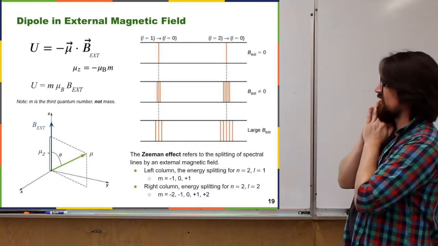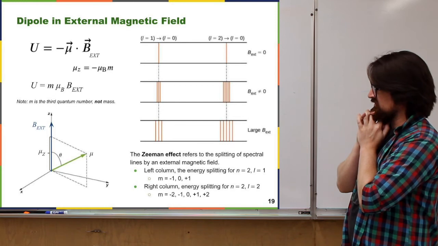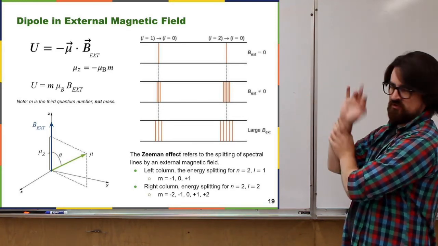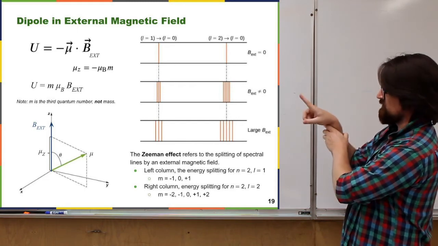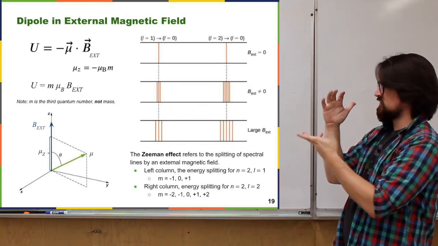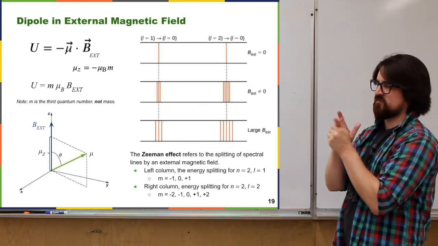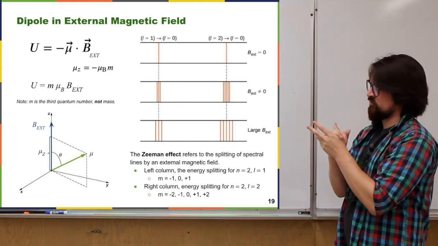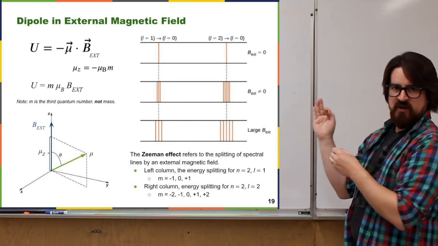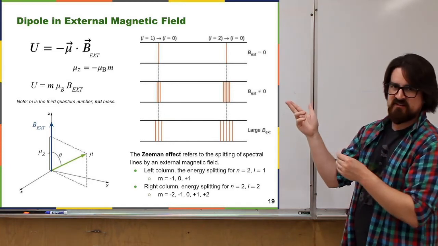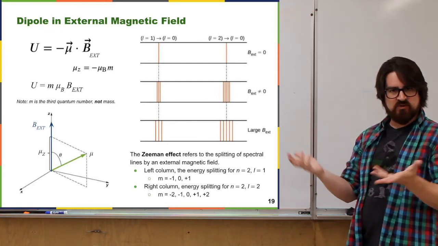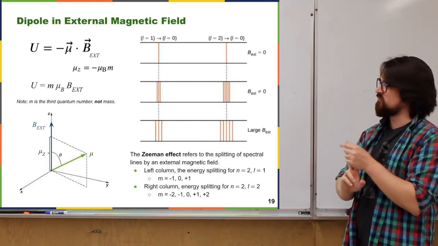Again, you can look at the particular breakdown in the book, but we end up getting that the energy is m, remember, m is the third quantum number, it's not mass, multiplied by mu B, a collection of other constants, the electric charge and the mass of the electron, known as the Bohr magneton. It's a constant value. Those are multiplied by the strength of the external magnetic field. Remember, m is an integer value, so this energy is quantized. It can only take on certain numbers.